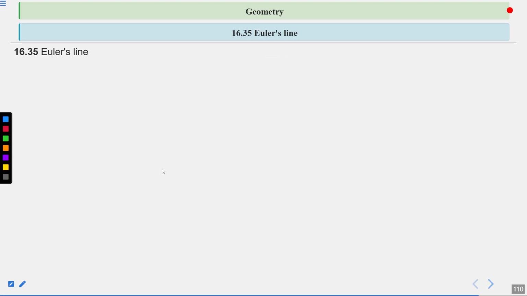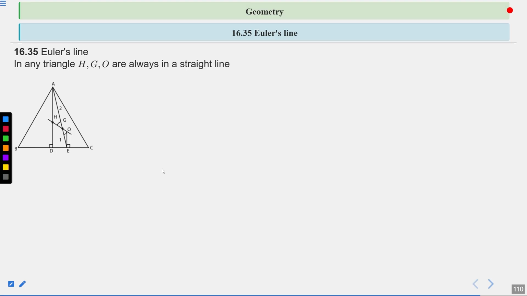Now see the Euler theorem. What is the Euler line? So in any triangle, H, G, O are always in a straight line. See the diagram. So H, G and O are all in a straight line, and this line is called the Euler line. So HG upon GO equals 2:1. So triangle AHG is similar to triangle EOG. So HG upon GO equals 2:1, which equals AH upon OE. Next one.